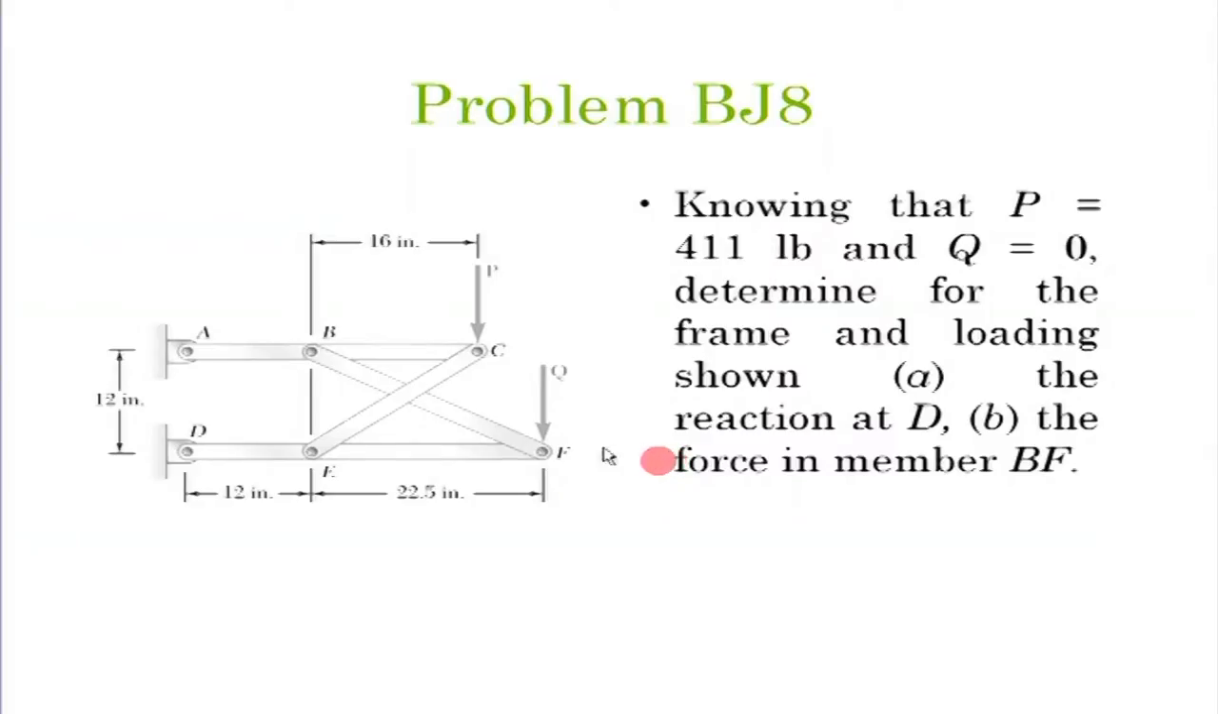1136. Okay, yeah, please. Problem number PK8. Yes, this problem. If Q is equal to 0 there, and if we consider the free body diagram of joint F only, then BF must be equal to 0. The force in the member BF must be equal to 0.